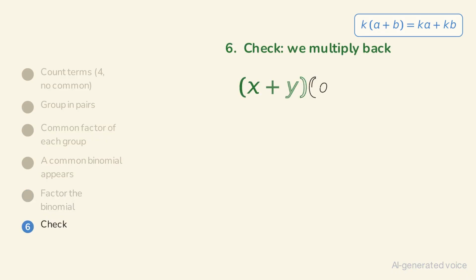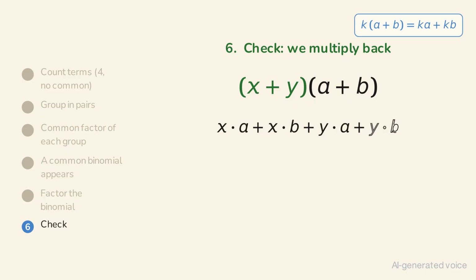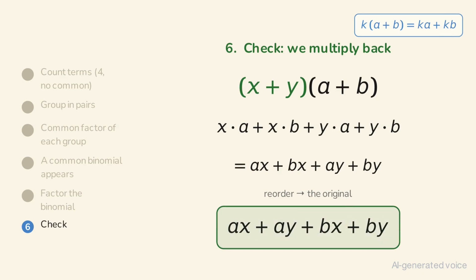Step 6. Check. We multiply each term of the first parenthesis by each of the second. X times a, x times b, y times a, and y times b. That gives us ax plus bx plus ay plus by. And if we reorder, we get exactly back to the four starting terms, so the factoring is correct.